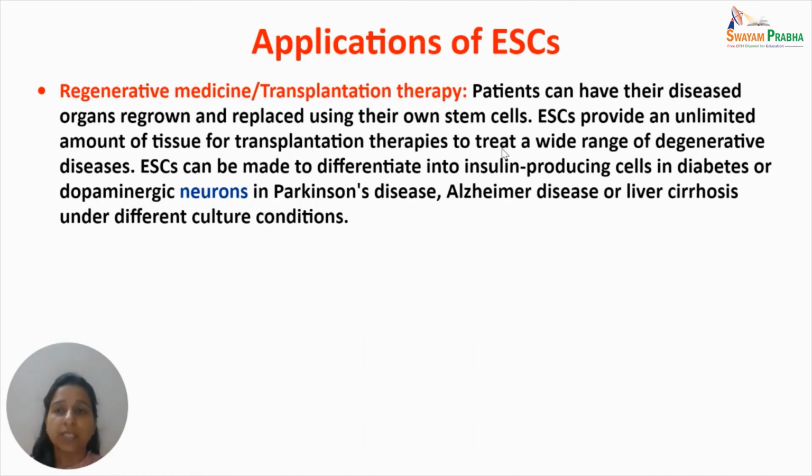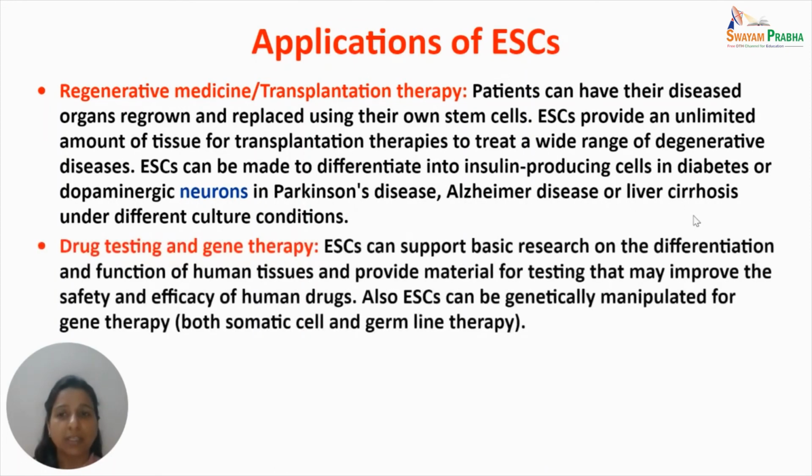range of degenerative diseases. Embryonic stem cells can be made to differentiate into insulin-producing cells under the condition of diabetes or dopaminergic neurons, as in case of Parkinson's disease, also in treatment of Alzheimer's disease or liver cirrhosis, with different culture conditions in which the embryonic stem cells can be made to differentiate into different cell types required to treat different diseases. Second major application is drug testing and gene therapy.